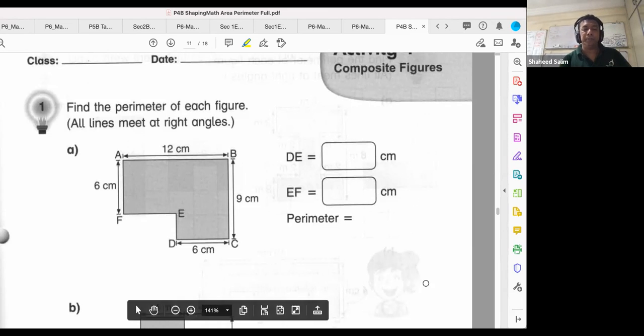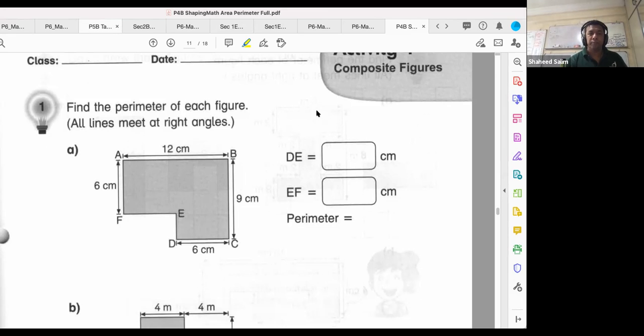Let's see now. EF, whether... Well done, Aunisara. But what is the perimeter?